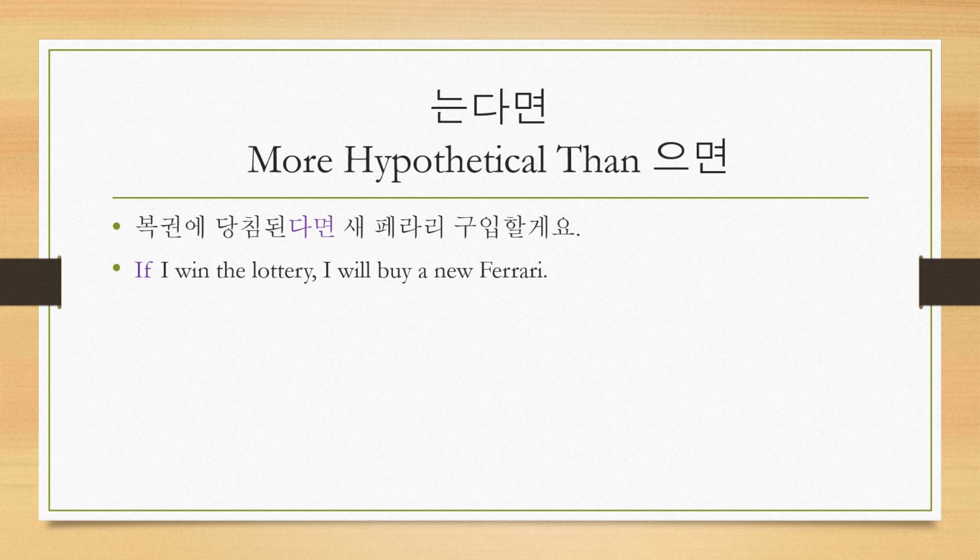Buy a new Ferrari. 구입하다 is to buy something, and 구매하다 is to buy something as well. There are three ways to say buy, so that's another good way, two good words to add to your vocabulary, so you're not always saying 사다. You can say 구입하다 and 구매하다. They all mean to buy, purchase, stuff like that.